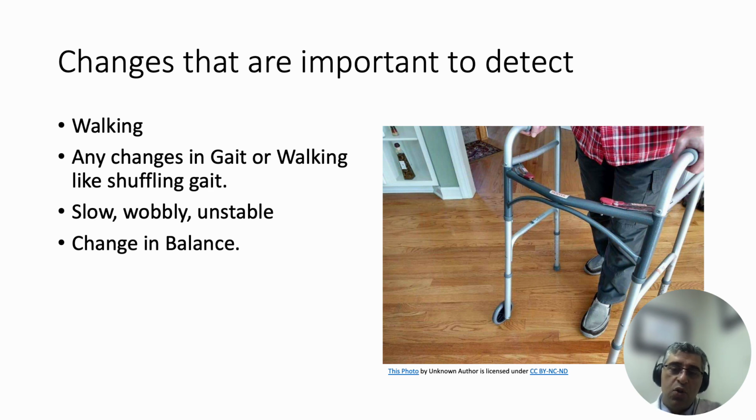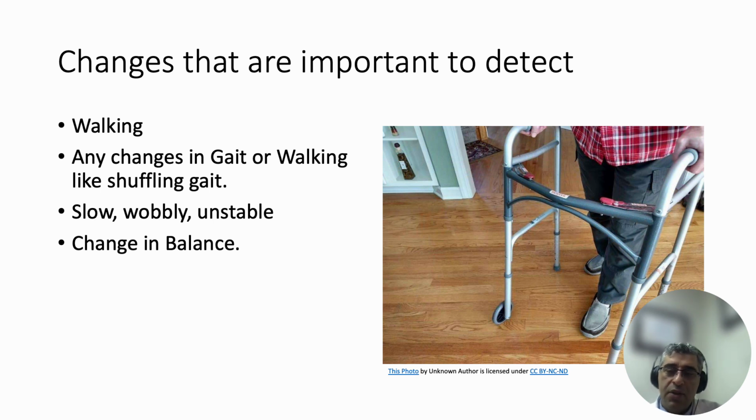The other thing that is so important to understand is, when you have an older or vulnerable person in a skilled nursing home, some of the other changes that are important for you to detect. As I said, detecting the change of condition is the job of the nursing staff in a skilled nursing home. One of the things to detect is gait and walking. Whenever you see a resident's walking has changed, they become slower, more wobbly, more unstable, or have even had a fall, always think about change in balance. It means a change of condition.